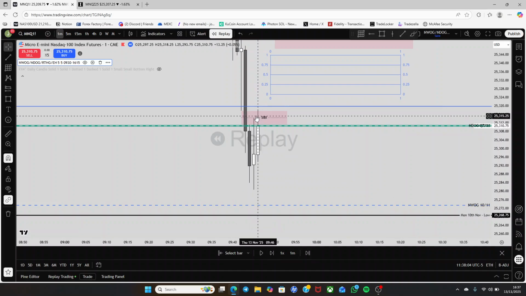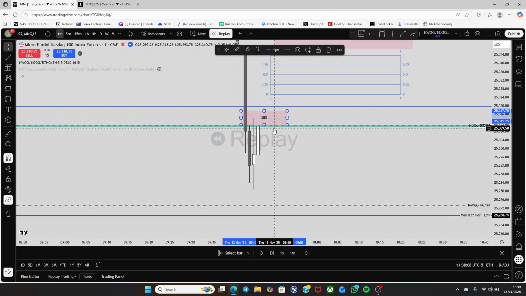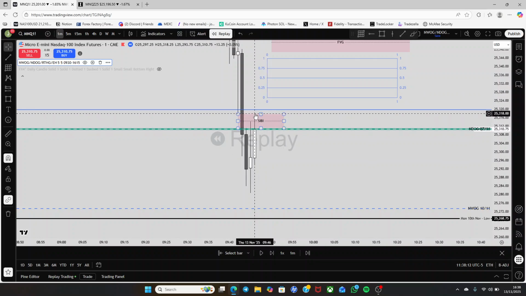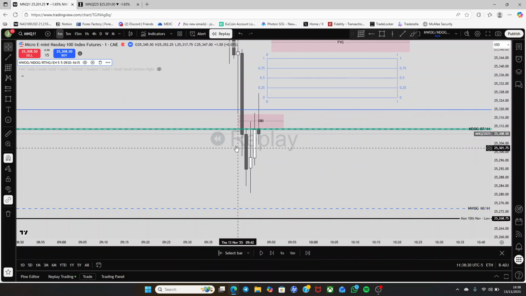Again, still respecting this level now. The new day opening gap. Completely filled the SIBI now. Although the wicks can do the damage, but body's still respecting this level. Look at that.